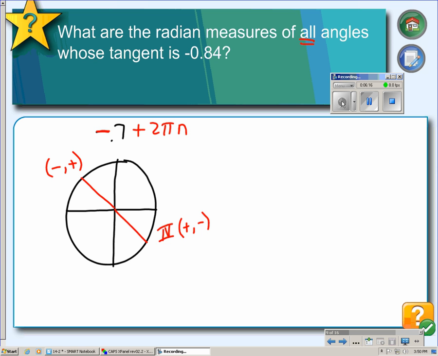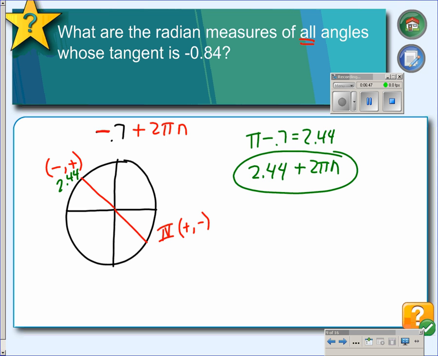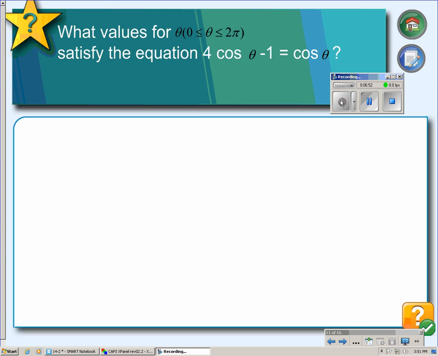So if we take pi minus 0.7, that gives us 2.44. That's our answer over here in the second quadrant. So all angles that measure 2.44 plus 2πn, so every time you go around the circle and you land on that spot, this would be the set of all angles here and here. In the next video, we're going to solve some equations.